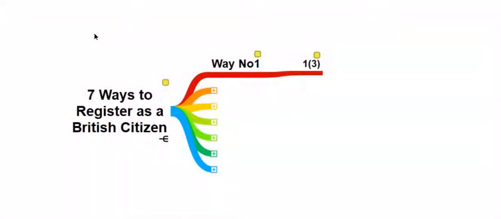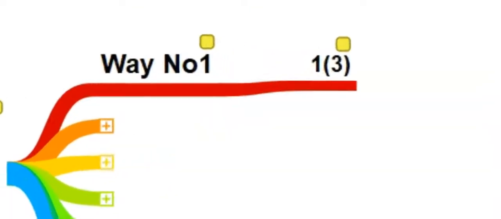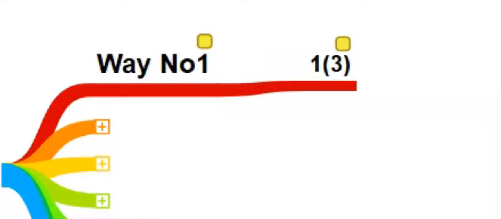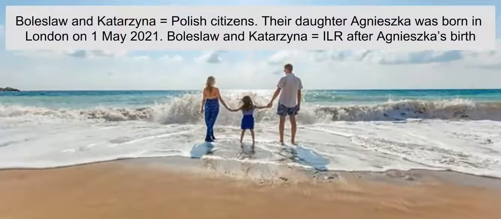So way number 1, section 1.3 of the British Nationality Act applies. Let me give you an example. Borislav and Katarzyna are Polish citizens. Their daughter Agnieszka was born in London on 1st of May 2021. Today, the couple, Borislav and Katarzyna, received a letter from the Home Office stating that they were both granted indefinite leave to remain under the EU Settlement Scheme.